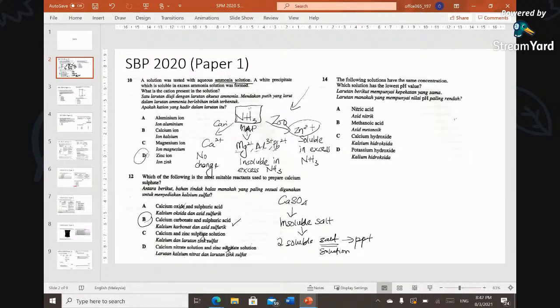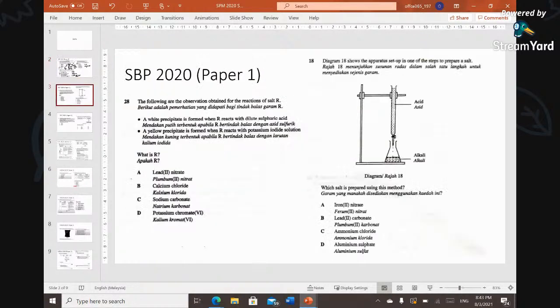Okay, question 14. The following solutions have the same concentration. Which solution has the lowest pH value? Lowest pH value means it is the strongest acid. So I'll teach you now how to identify the strongest acid. Nitric acid, hydrochloric acid, or sulfuric acid. Out of all three, sulfuric acid is the strongest because it's a diprotic acid. So quite direct.